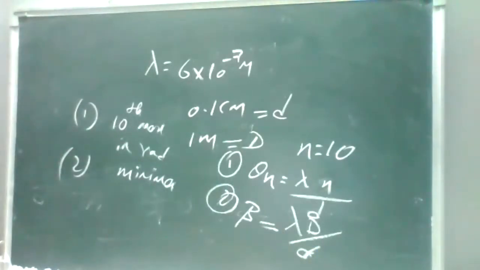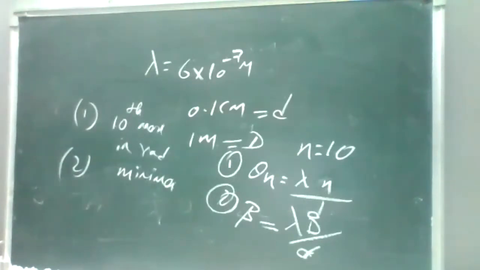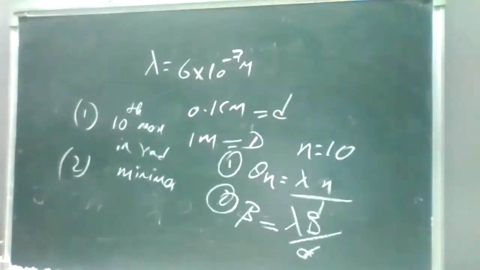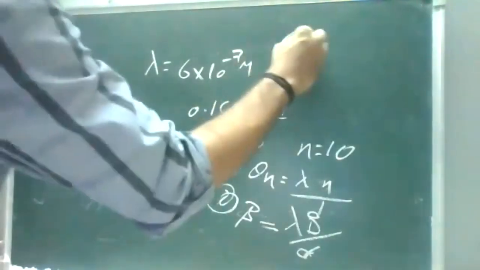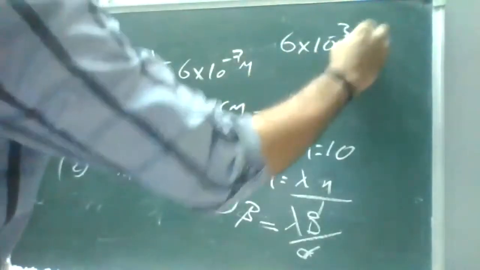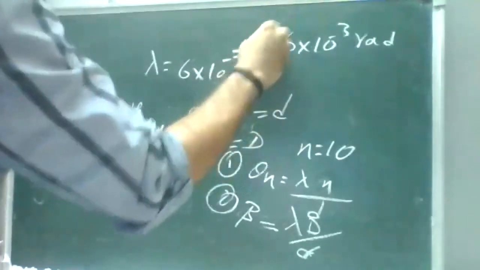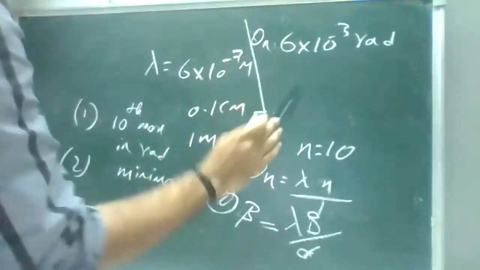Okay, we are going to find. Theta n is equal to 7 into 10 to the power of minus 6? No, ma. 6 into 10 power minus 3. Yes, 6 into 10 power minus 3 radians is theta n. Okay, and what about beta?